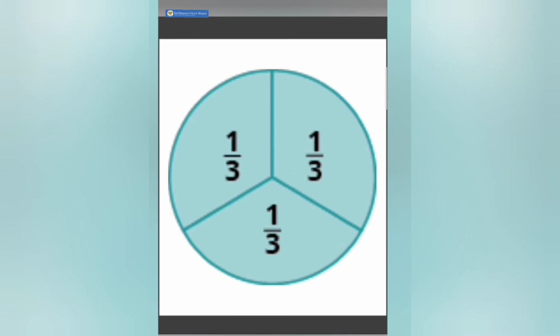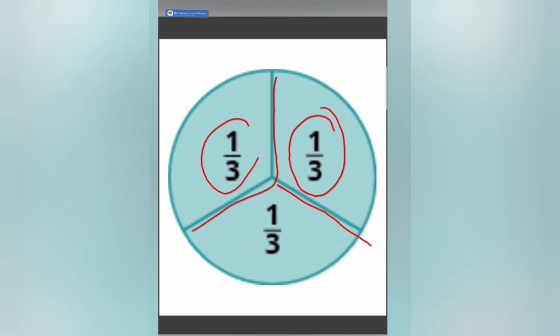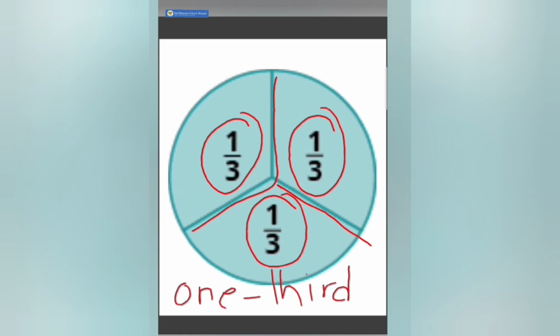Here this figure is divided into 3 equal parts and each part is called 1/3 of a whole figure. And how do we write this? We write it as 1/3 in words.